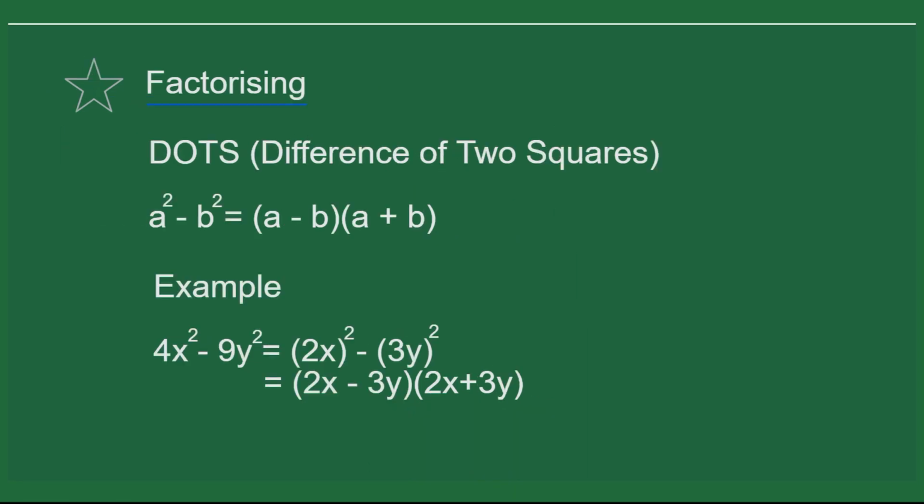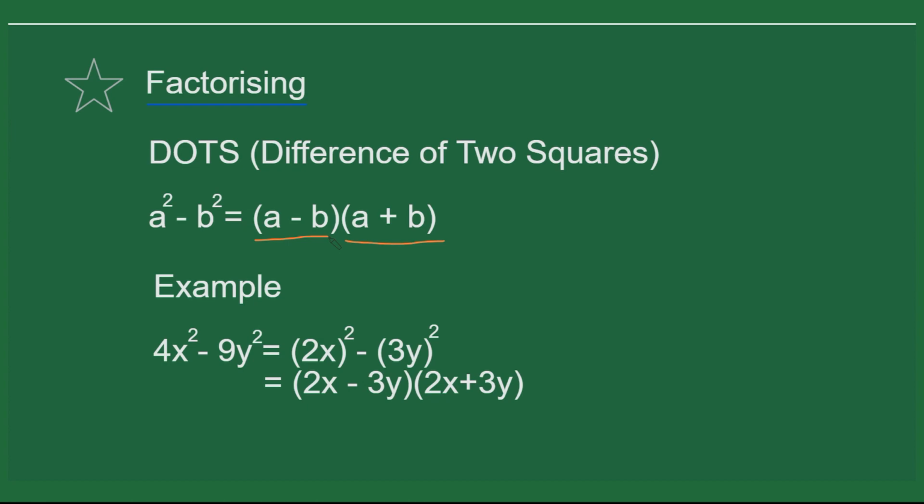So the next theory is factorizing. DOTS, we call this DOTS: difference of two squares. The format is a squared minus b squared equals a minus b in one bracket, a plus b in the second bracket. So you need to find out the format: 2 terms with a square and a minus in between. So you can write it as a minus b in the first bracket and a plus b in the second bracket.